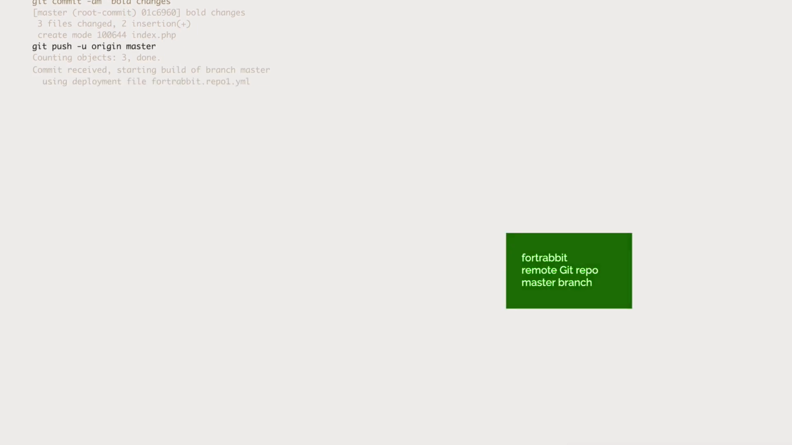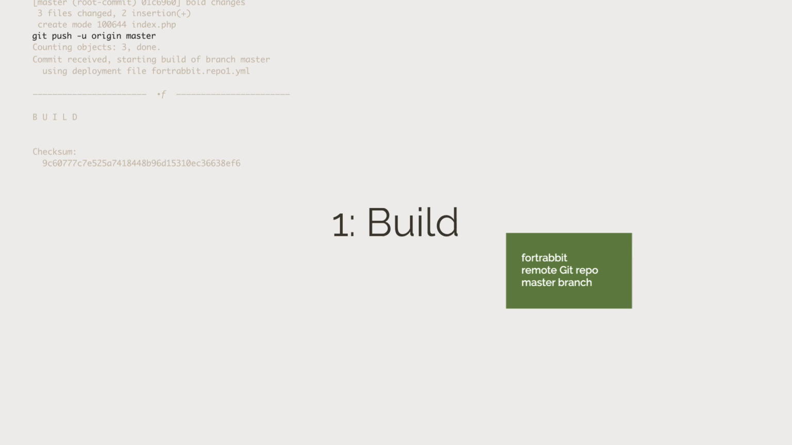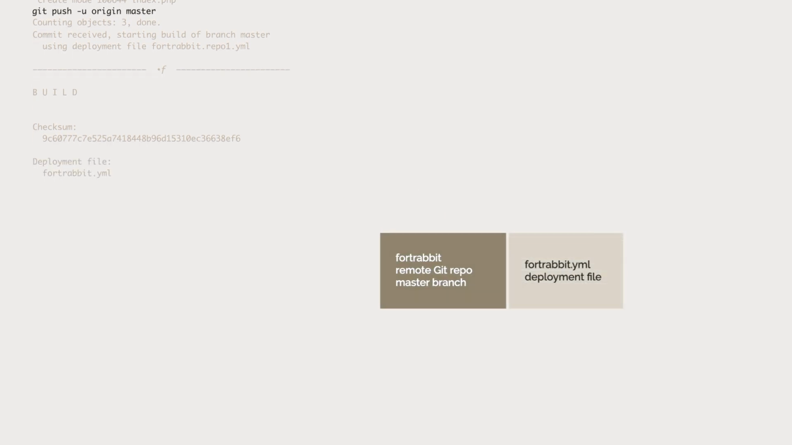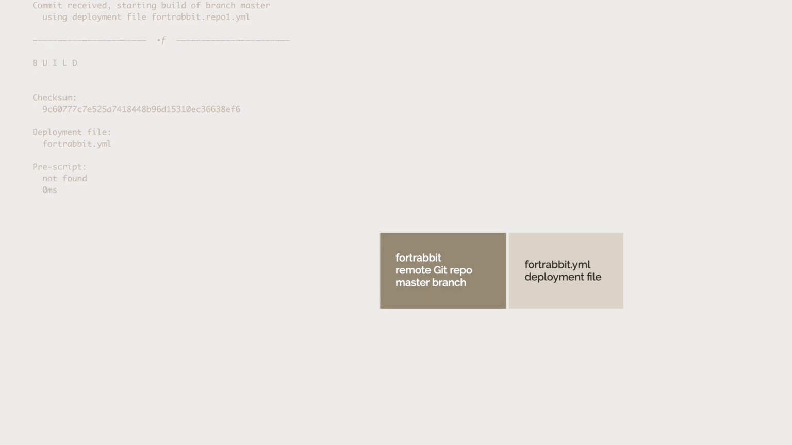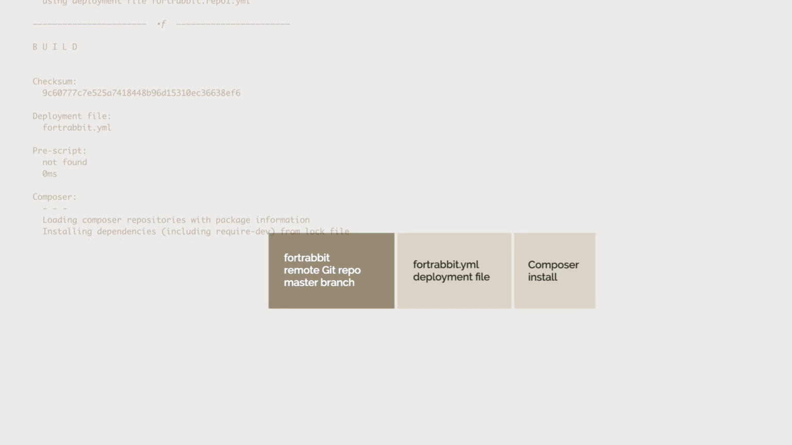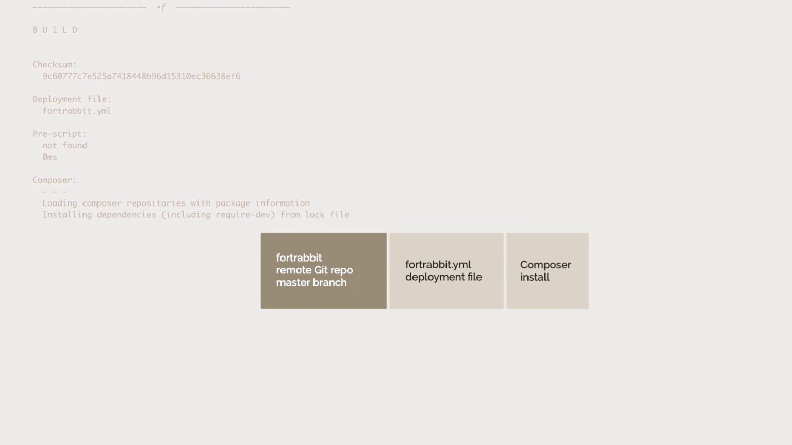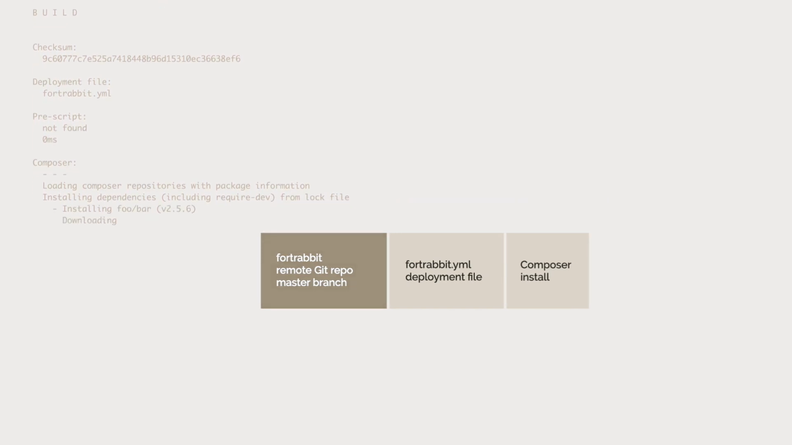After a successful git receive, the build part starts. The fortrabbit deployment file, if available, gets parsed. This file belongs in your repo. It's where you fine-tune your deployment settings. It's optional. Composer install is triggered next. This, of course, only happens when a composer lock file is in place.